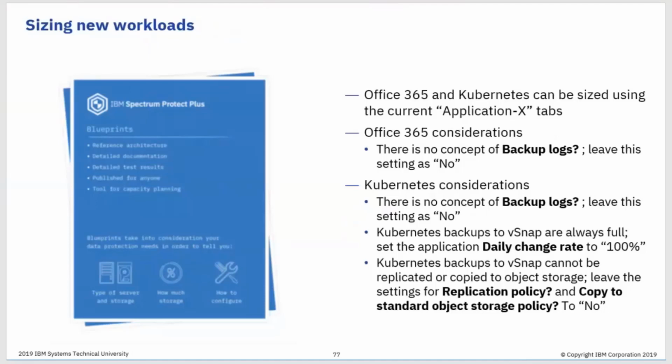Office 365 and Kubernetes are a little bit nuanced. So you can take some manual actions for Office 365. There's no concept of log backup, so you'd want to leave that off. And for Kubernetes, of course, you're doing snapshots, and then you're writing the snapshots periodically to the vSnap storage. Those periodic copies are full. To account for that in the spreadsheet, you set the daily change rate at 100%. You also can't replicate, copy, offload, et cetera, Kubernetes data.